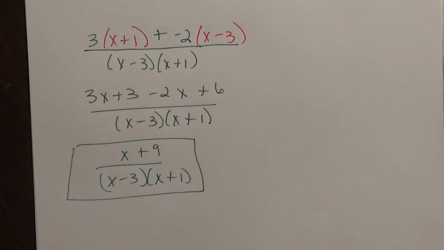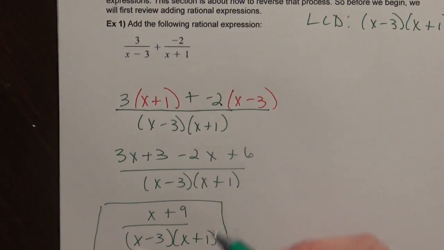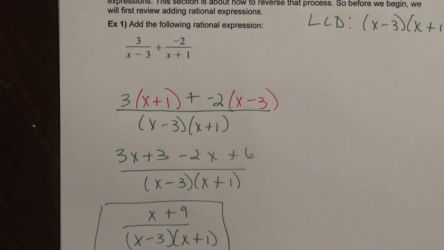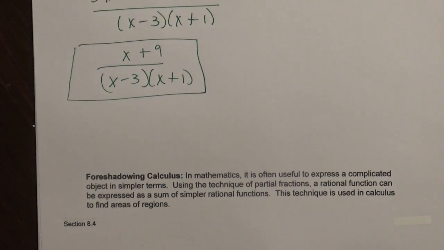In this section, we're learning how to start from the end result and work backwards to having the two separate fractions. That's what partial fractions is about. You'll see I've got a blurb at the bottom. Foreshadowing calculus. In mathematics, it is often useful to express a complicated object in simpler terms. Using the technique of partial fractions, a rational function can be expressed as a sum of simpler rational functions. This technique is used in calculus to find areas of regions.